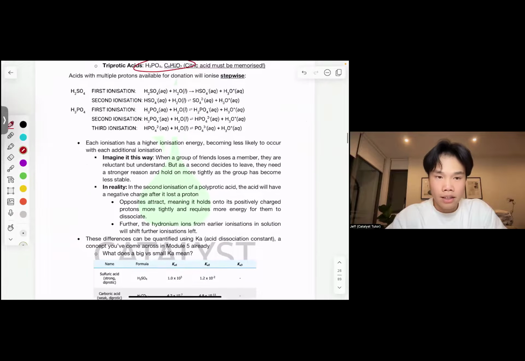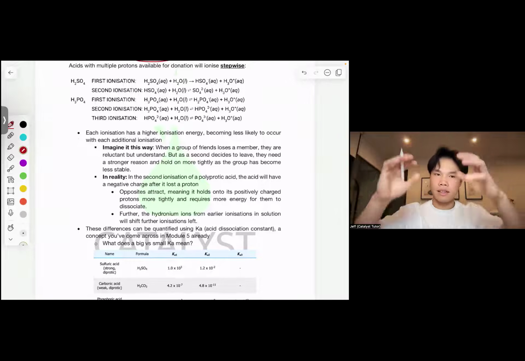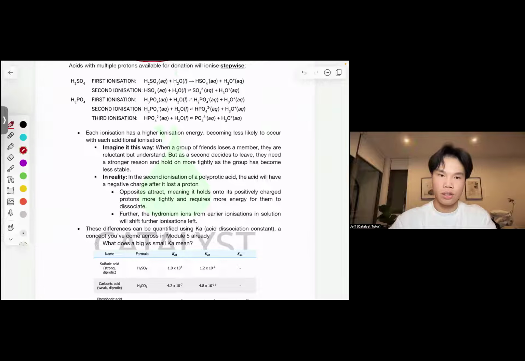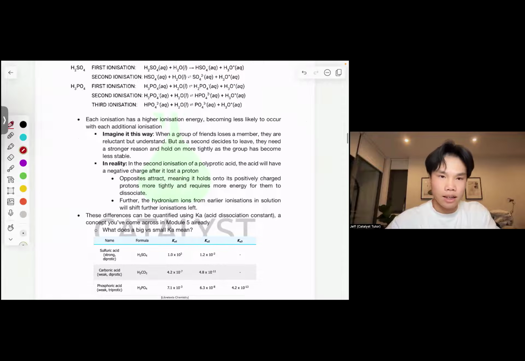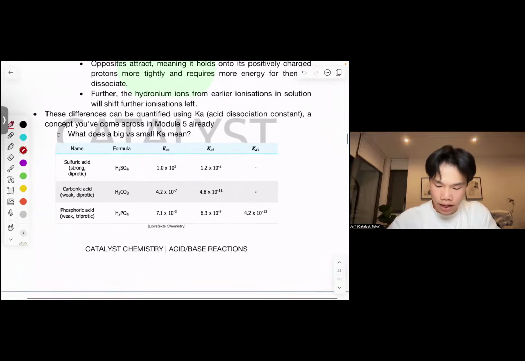When you ionize acids, it becomes harder and harder to ionize. The ionization energy will increase from the first to the second to the third ionization, and this is because you'll have relatively less electrons with more protons in the center, so it's going to be held on tighter. And you can see that reflected in these Ka values.